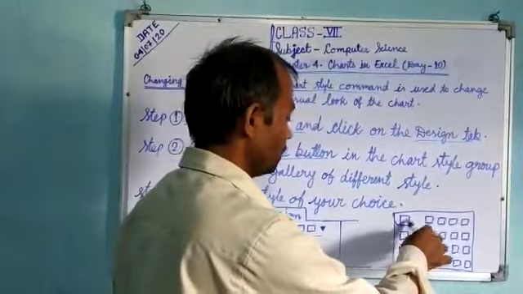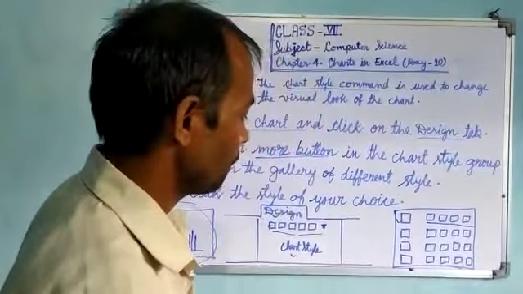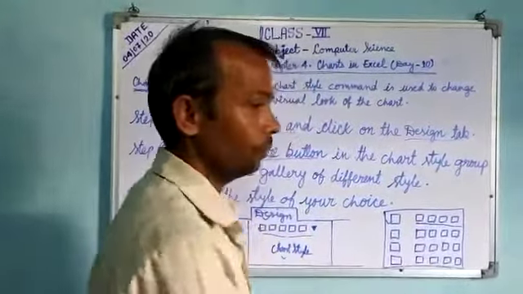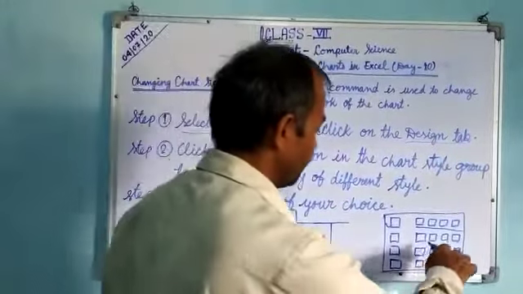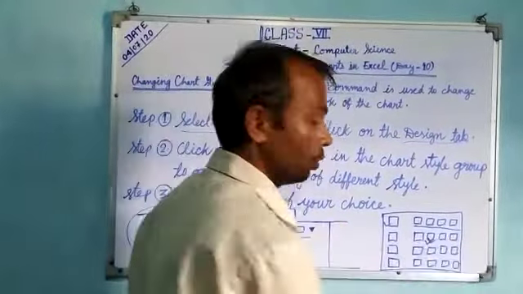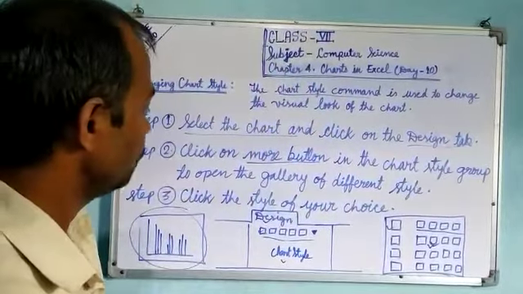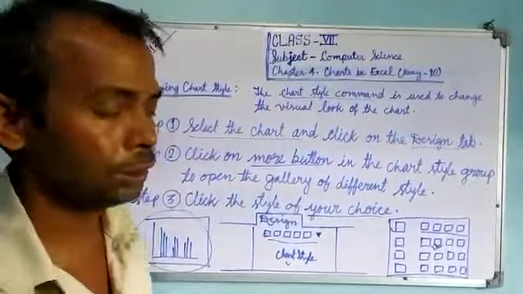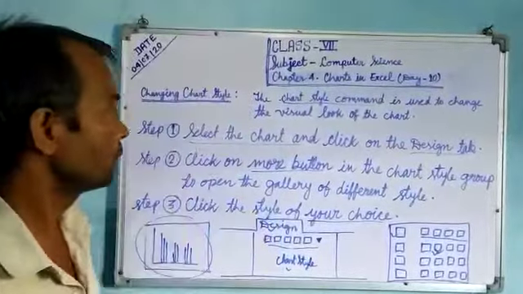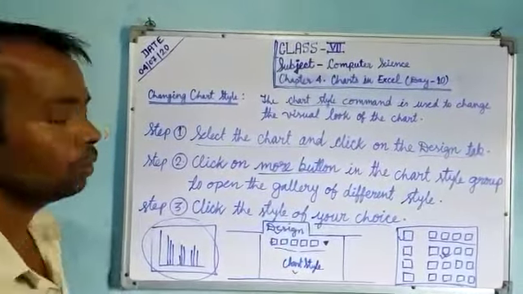So these are the charts, and these are the sub types of charts. Whichever chart we require, we have to click on it, and that chart is set in place, and the previous chart is changed. So according to our own choice we select here, and that chart is set there. So these are very easy steps, and we can change the chart styles.